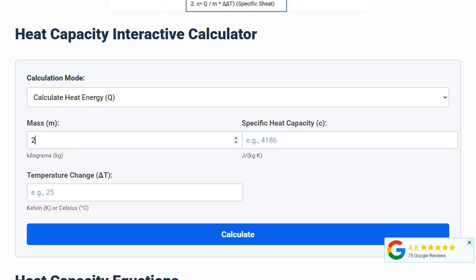For water, this is approximately 486. Then enter either the initial and final temperatures or the temperature change directly in degrees Celsius or Kelvin.